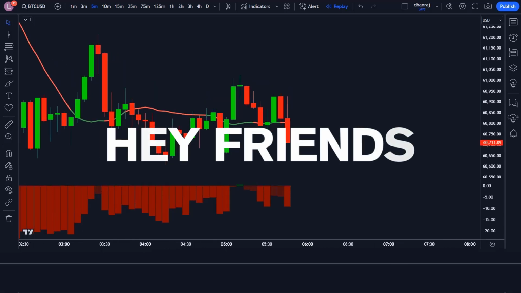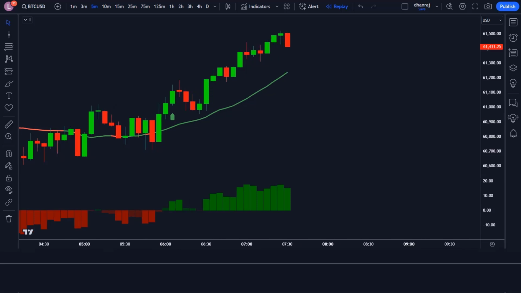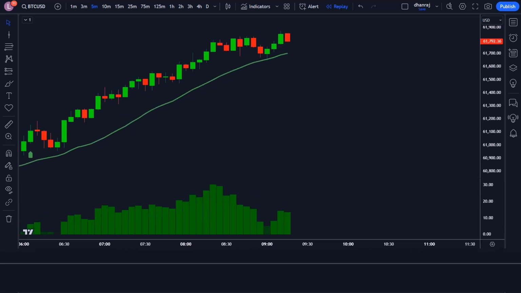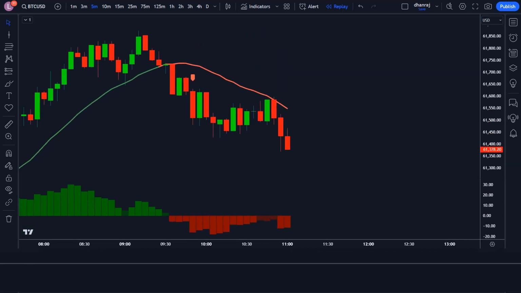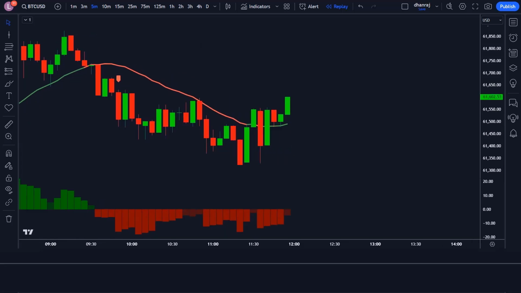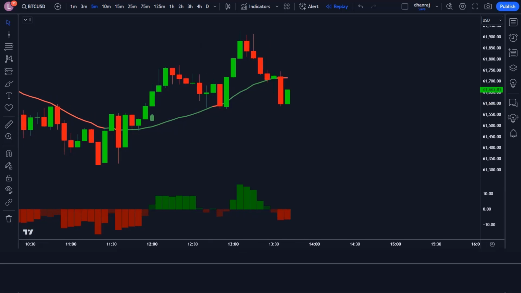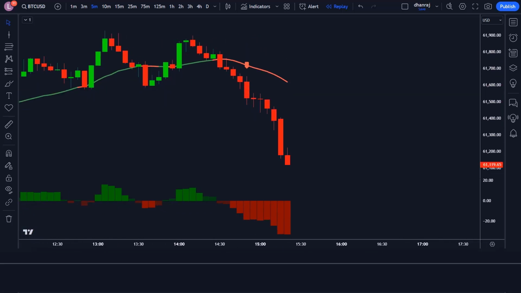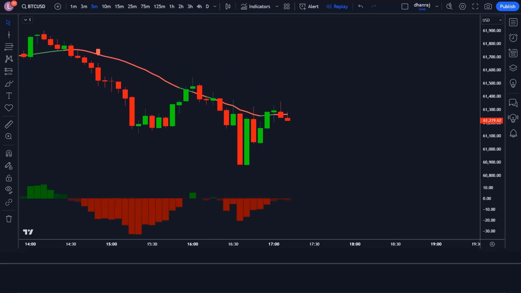Hey friends! Discover the secret to beating the market with this free AI-powered TradingView indicator. This revolutionary tool uses artificial intelligence to analyze market trends and make accurate predictions, giving you an edge over other traders. In this video, we'll show you how to get started with this game-changing indicator and start seeing results in your trades. Whether you're a seasoned trader or just starting out, this indicator is a must-have for anyone looking to take their trading to the next level.